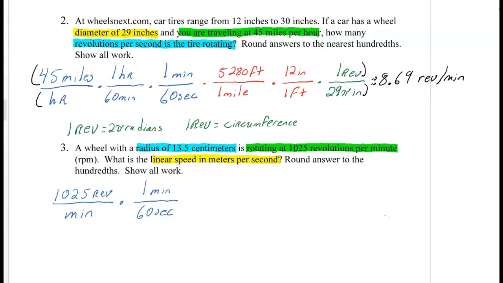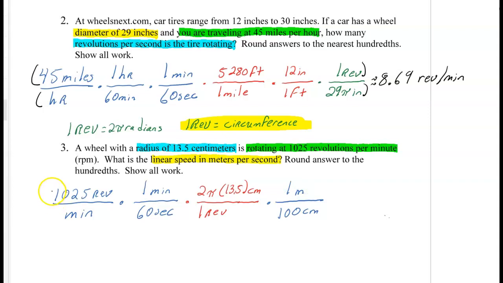And now I need to remove the revolutions. So we know that 1 revolution is equivalent to the circumference that I'm highlighting here in yellow. So in the denominator, I could put 1 revolution, and the circumference is 2 pi r, so 2 pi times 13.5 centimeters. So that number in red is circumference is equivalent to 1 revolution. And then we need to convert centimeters to meters. Well, 100 centimeters is equivalent to 1 meter.